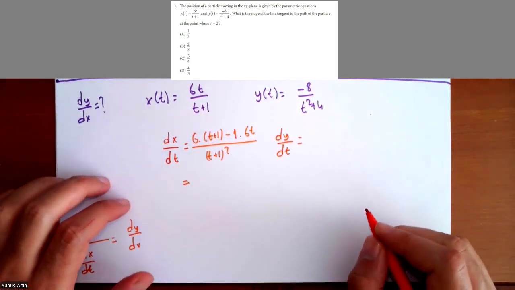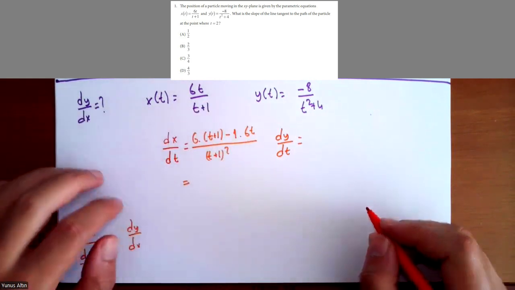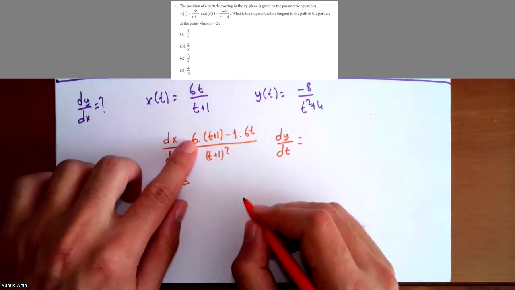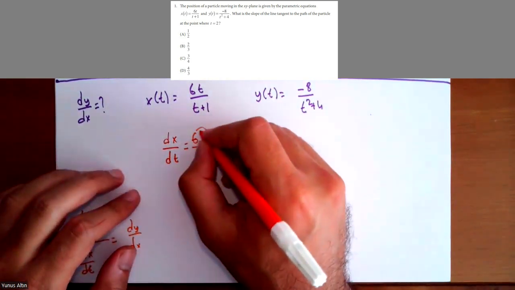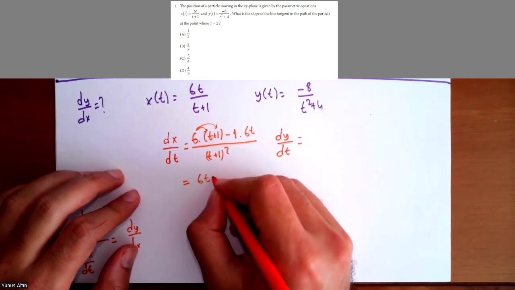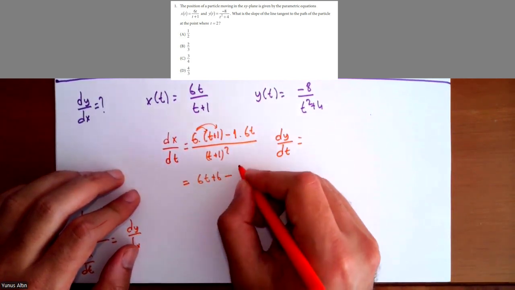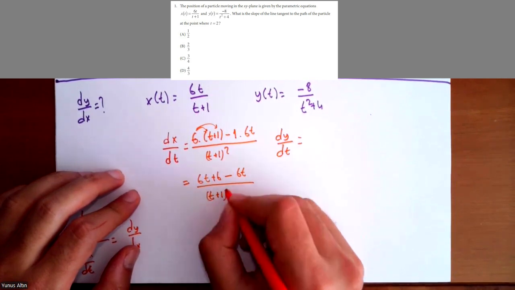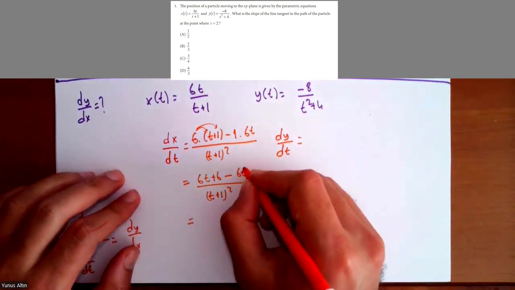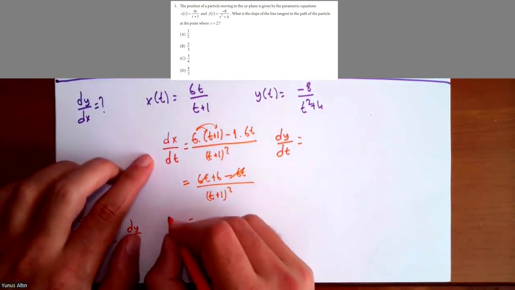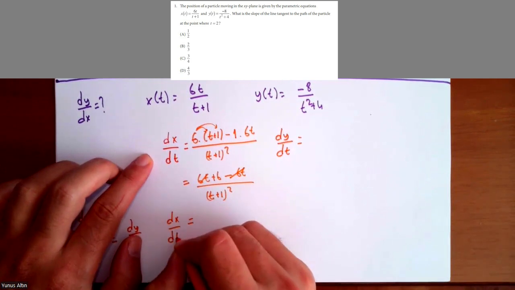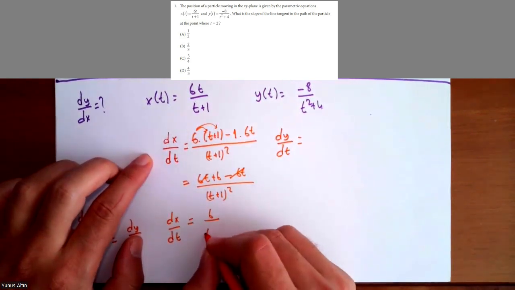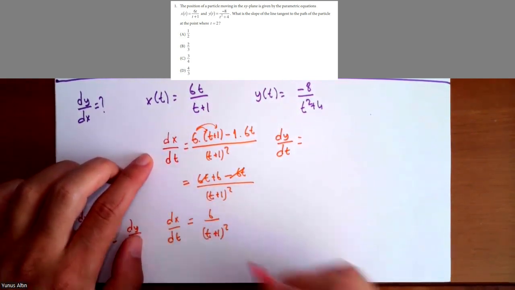It is always best to organize your expressions. So in this case, 60, let's distribute. 60t plus 60 minus 60t, divided by t plus 1 squared. And at the end, the 60t's cancel each other. dx over dt, in the simplest form, will be 60 over t plus 1 squared.